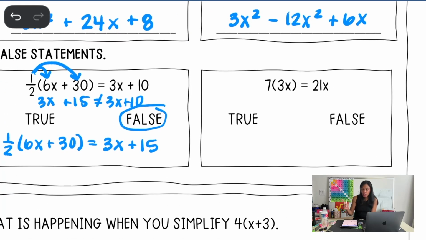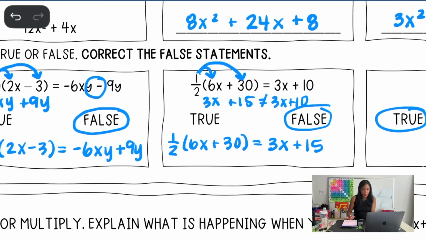Okay, last one on this row. 7 times 3x equals 21x. This one does not seem like it needs the distributive property, right? Because we're not adding the terms here, but it technically is an example of the distributive property because we have 7 groups of 3x. So again, we're going to multiply constants first. 7 times 3 is 21. And then I don't have a variable with 7, so it's just going to be 21x. And 21x does equal 21x, so that is true. All right.